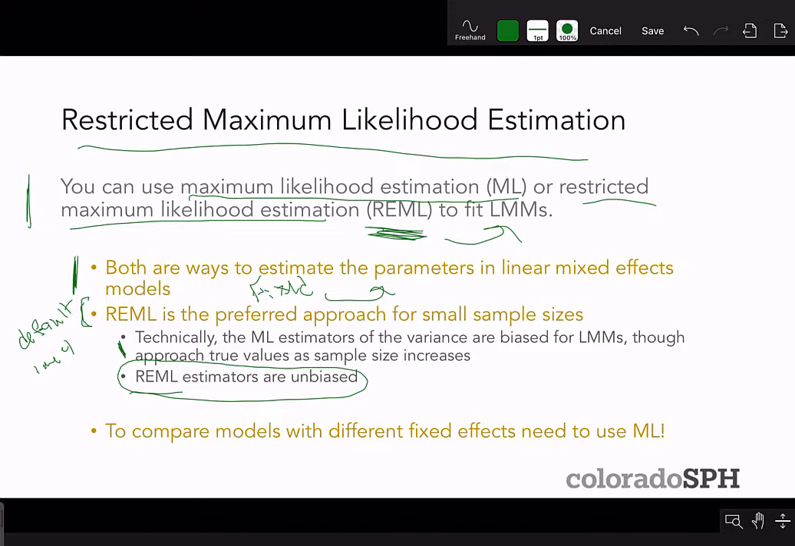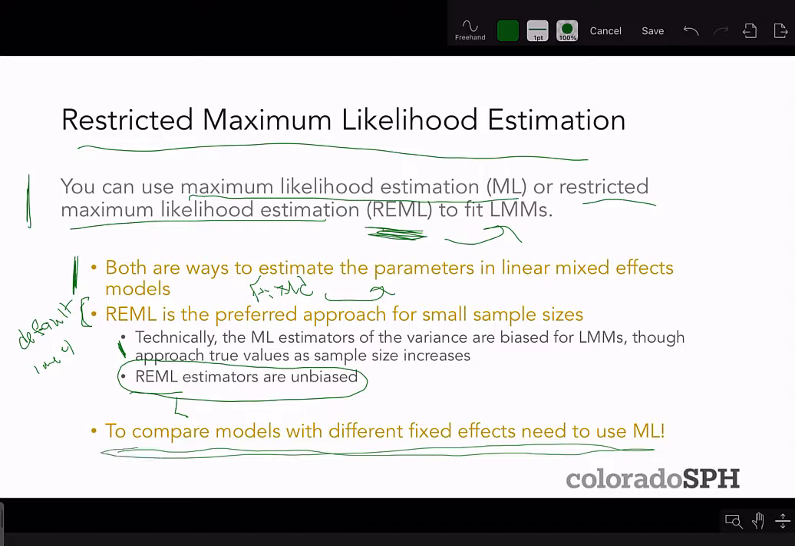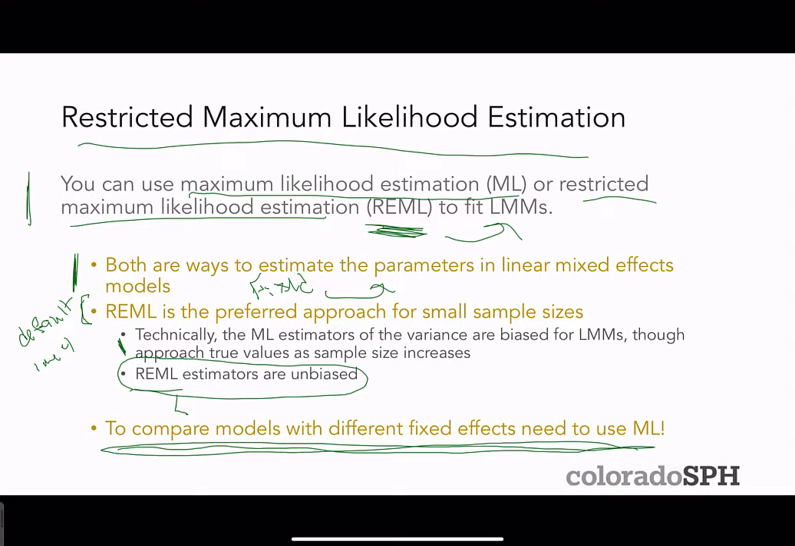However, the way these models are fit means that if you fit using REML, you can't compare models with different fixed effects. So if you want to compare models with different fixed effects to each other, then you're going to need to fit those models using maximum likelihood estimation. And you can actually specify whether you want to use maximum likelihood or restricted in the lmer function.